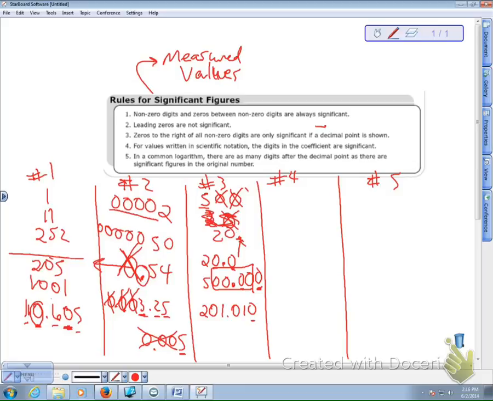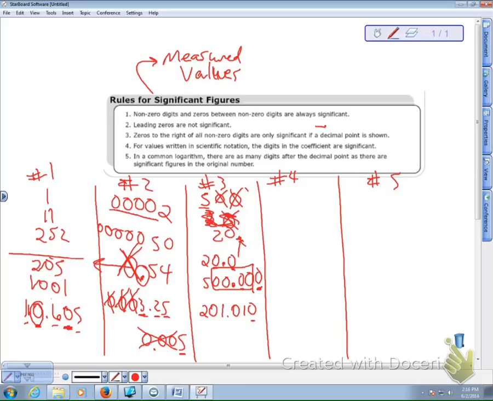And then really I'm going to stop at number 4, I think. I've had some time to think about it. For values written in scientific notation, we talked about that a bit already. Scientific notation has one purpose really in science, and that purpose is for large measurements or measurements where the measured values are in very large place values. Scientific notation separates numbers into placeholders and sig figs.